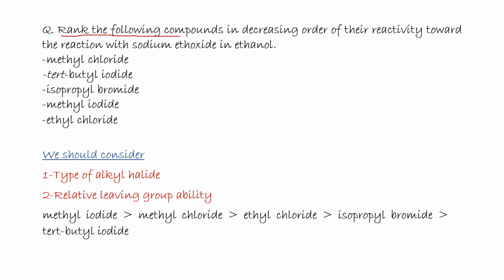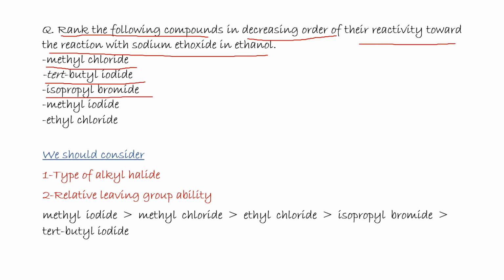Rank the following compounds in decreasing order of their reactivity for the reaction with sodium ethoxide in ethanol. Methyl chloride, tertiary butyl iodide, isopropyl bromide, methyl iodide, ethyl chloride. So we have to keep in mind the types of alkyl halides and the relative leaving group ability.